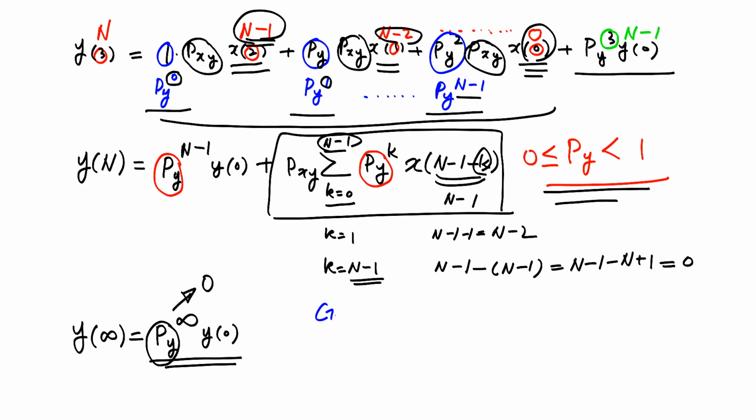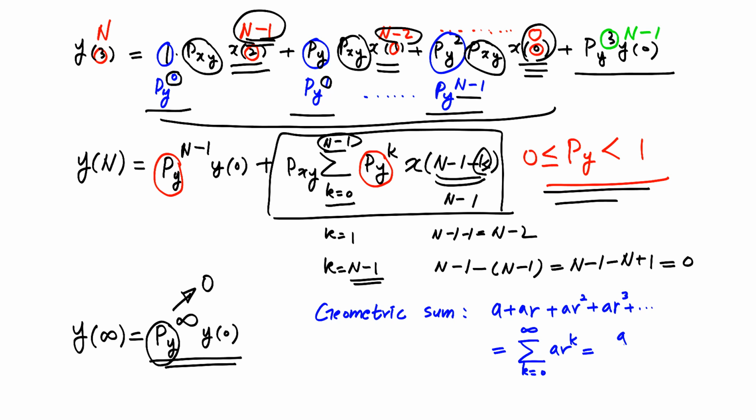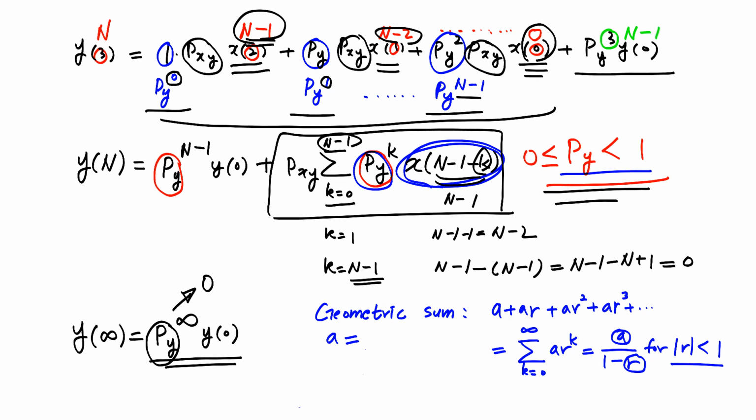How about this one? Geometric sum is defined like this. When we have a plus ar plus ar squared plus ar cubed plus and so on, then that is equal to sigma k goes from 0 to infinity, and we have ar to the k here, which is equal to a over 1 minus r, for the absolute value of r is less than 1, which is our case. So what is this A and what is this R? A is, in this case, this expression here.